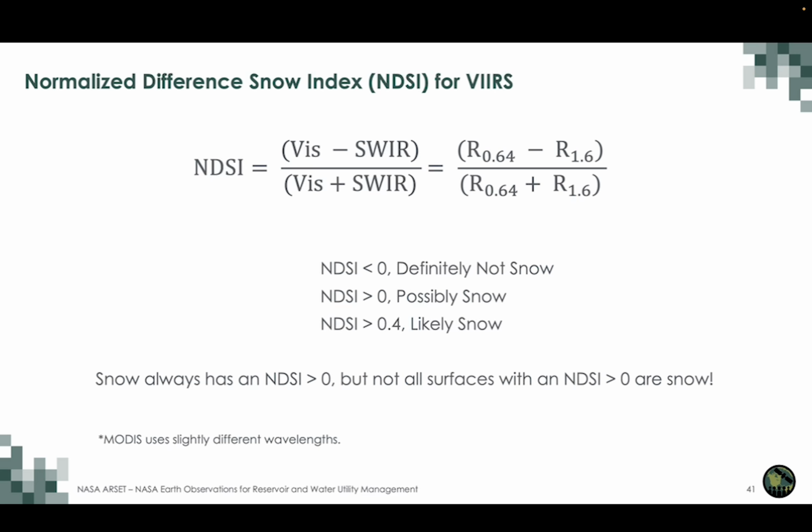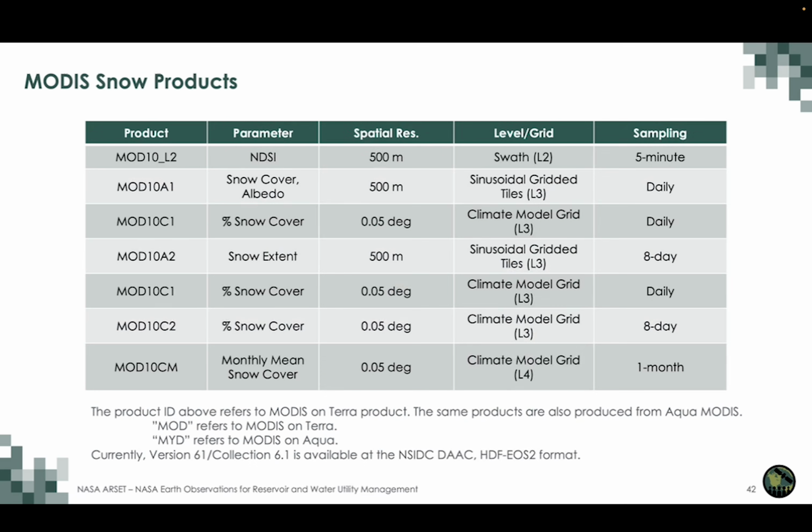And a caveat is that while snow always has an NDSI above 0, highly reflective water bodies or minerals can occasionally cause false positives. Applying these specific thresholds ensures our seasonal runoff forecasts are based on accurate snow extent.